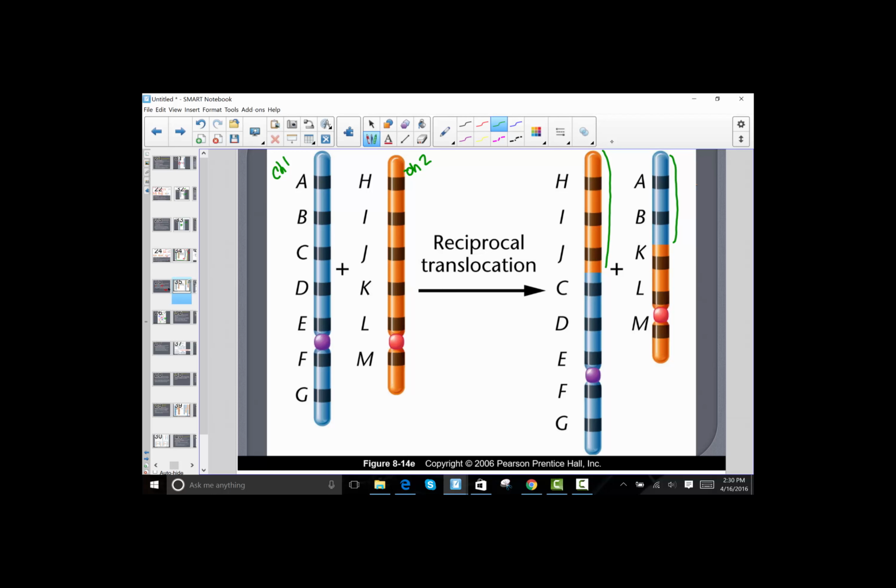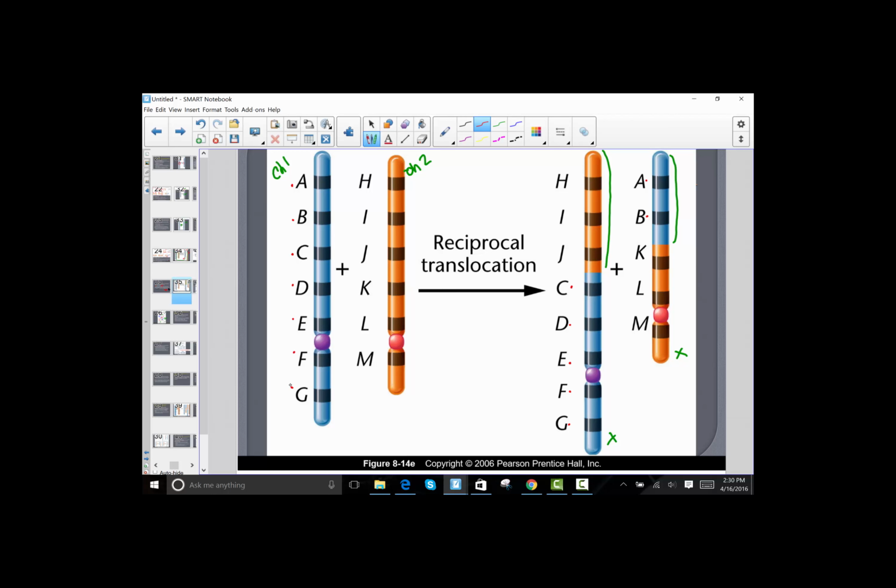So this would be a reciprocal translocation because these two pieces are actually being transferred. So is it your opinion that we have the same genetic complement by looking at these two chromosomes? And the answer is yes. If an individual inherited this chromosome and this chromosome, they would have the same genetic complement because they do have A, B, C, D, E, F, and G. So that's the same thing as over here, A, B, C, D, E, F, and G.